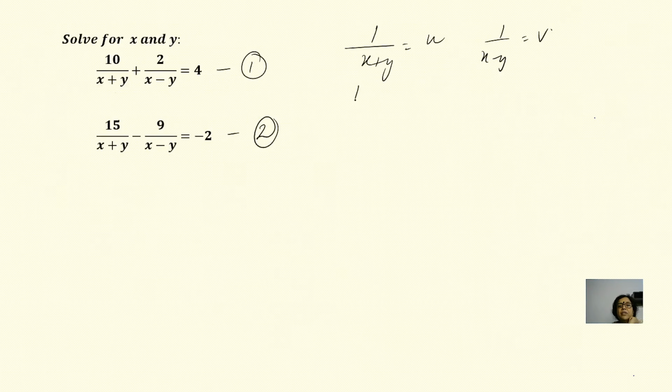So we get the first equation as 10u plus 2v is equal to 4 and the second equation as 15u minus 9v is equal to minus 2. So this is your equation number 3 and equation number 4. Now you can proceed to solve for u and v by multiplying the first one by 15, second one by 10, or first one by 9 and second one by 2. That way you can do.